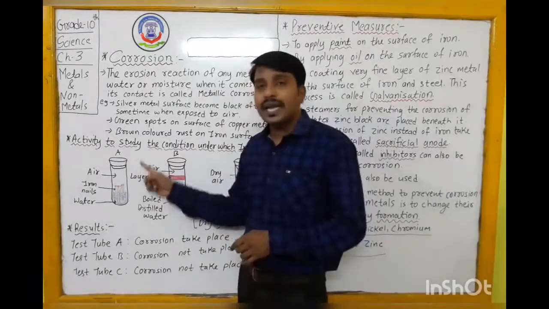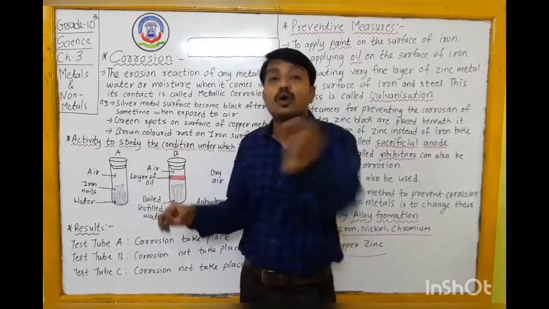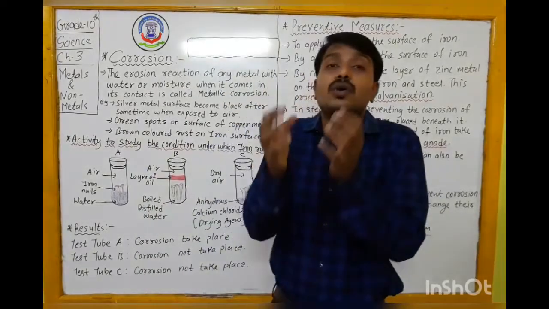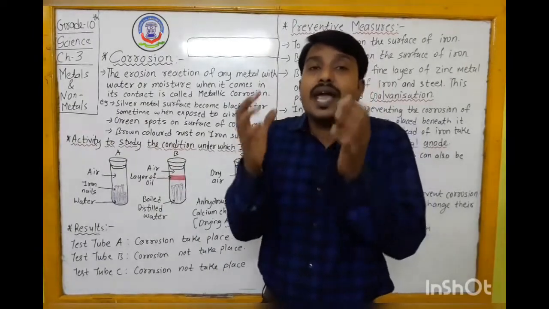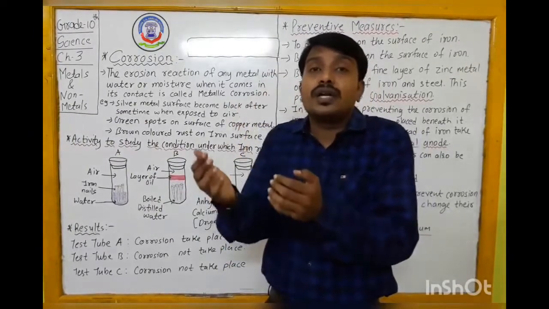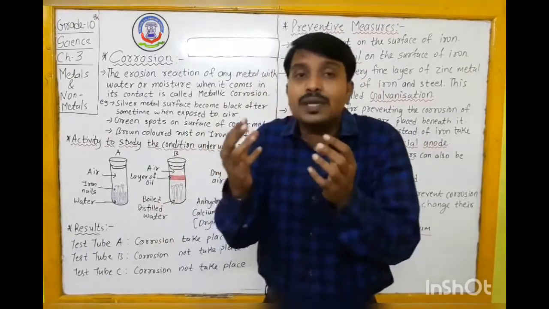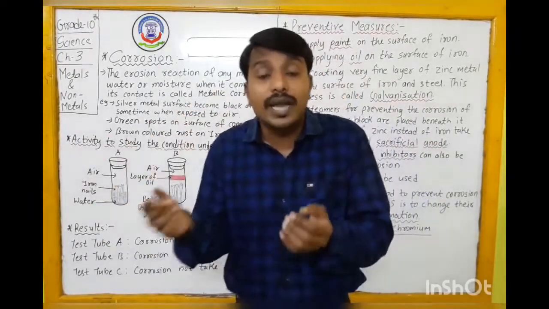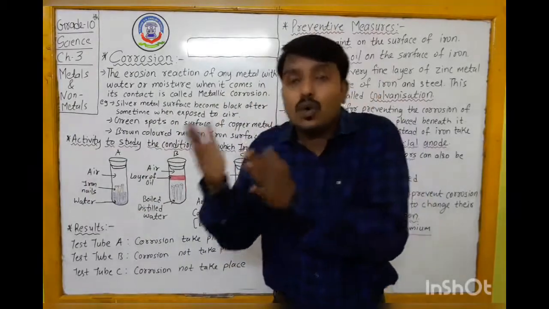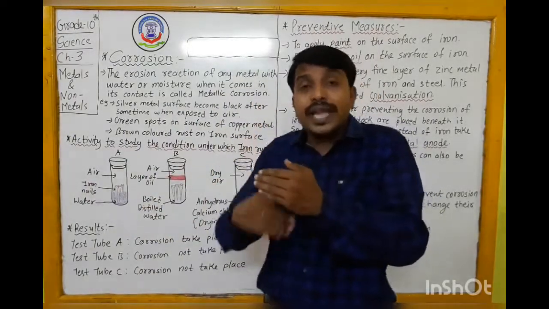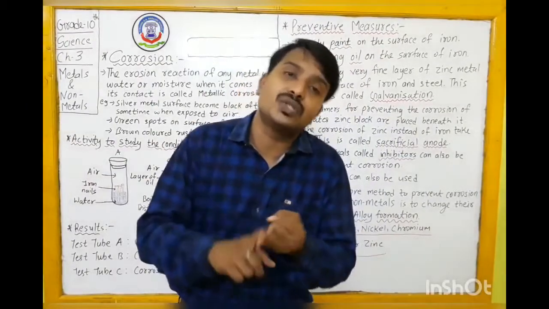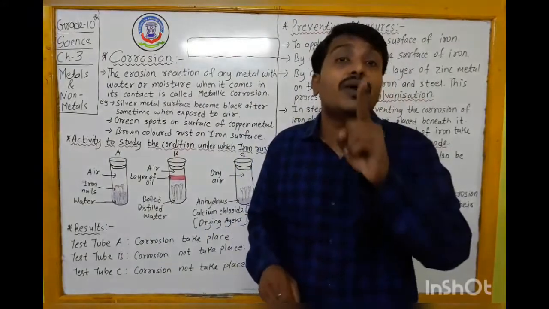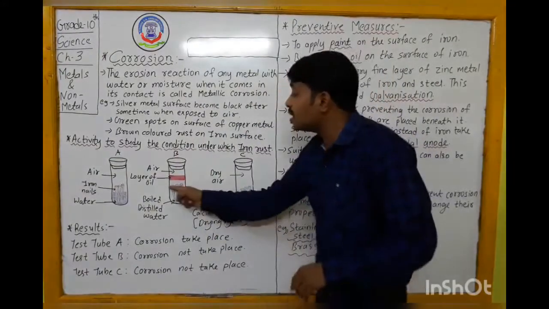In test tube number A, you can see iron and water both are present. So when your iron metal surface comes in contact with moisture, moisture means air containing water, that means for corrosion to take place, you need air as well as water. जब हवा और पानी दोनों होंगे तो ही corrosion होगा, otherwise corrosion नहीं होगा. क्यों? Because you can see in both these test tubes.